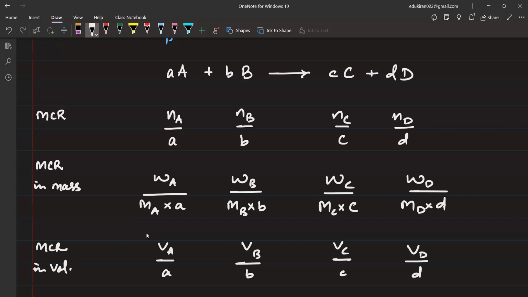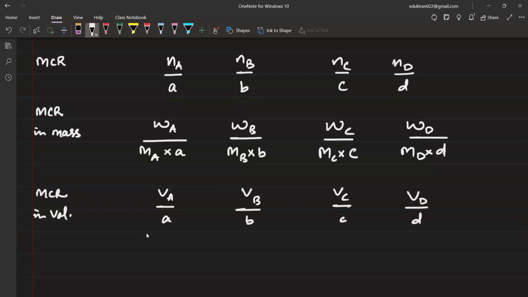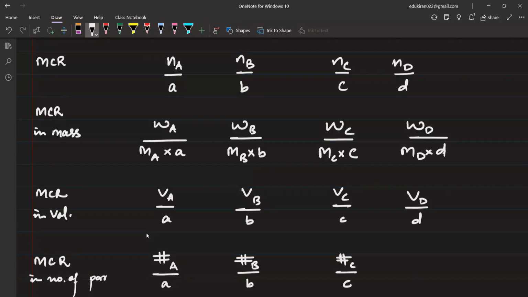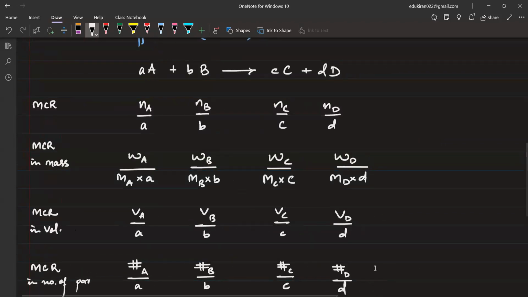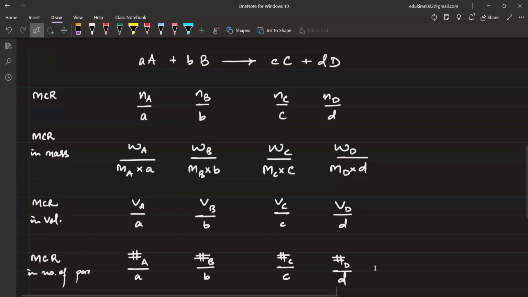So these are the MCR in terms of volume, and now MCR in terms of the number of particles. For number, I will use the sign hash. Hash means number. Number of A molecules divided by the coefficient, number of B molecules divided by b, number of C molecules divided by c, and number of D molecules divided by d. So the basic idea is the same. We are starting with the MCR, that is the mole to coefficient ratio, and it can be represented in different terms: in terms of mass, volume, and number of particles.